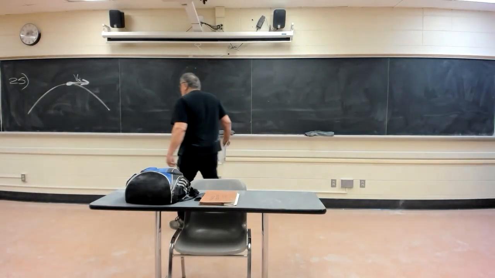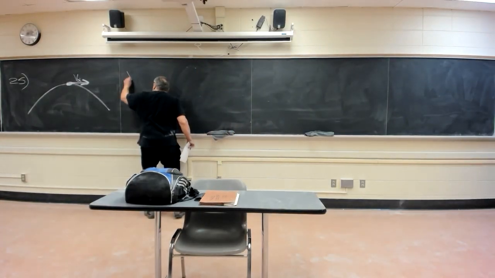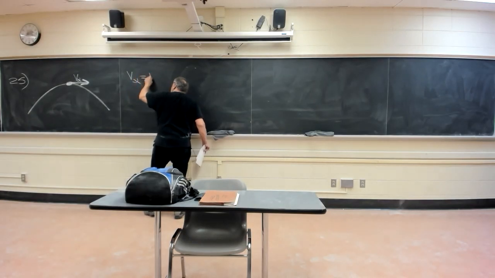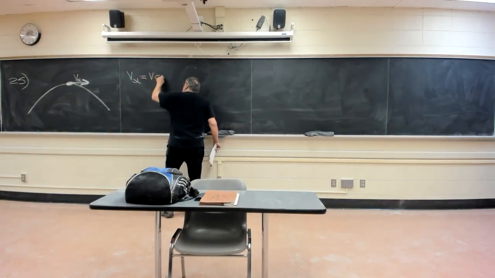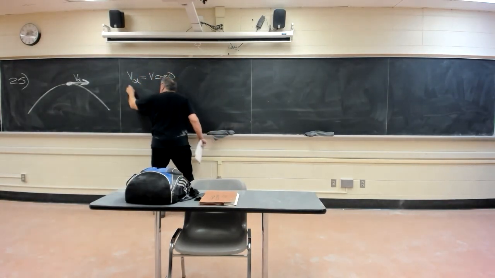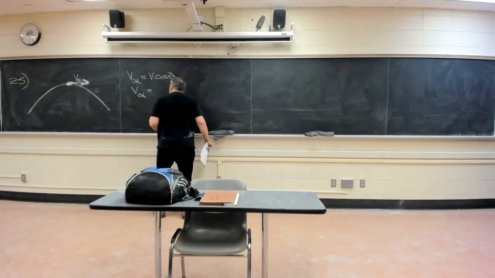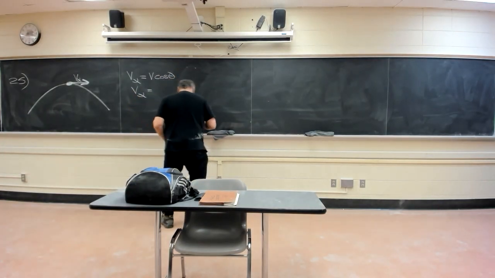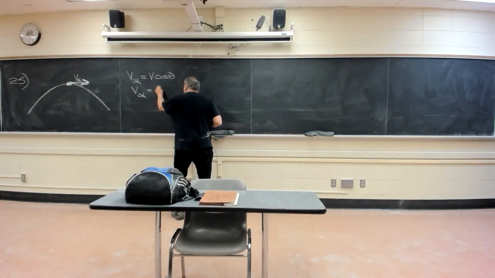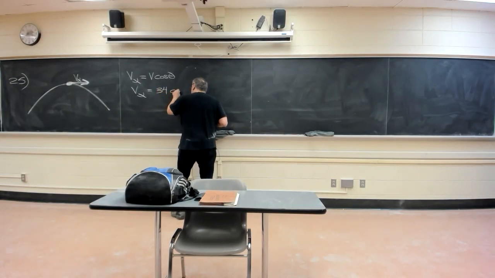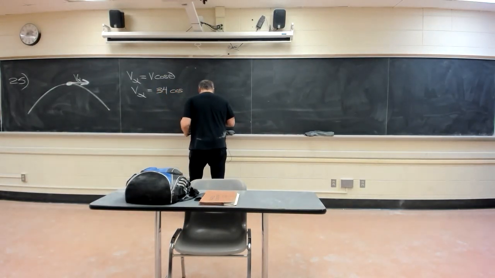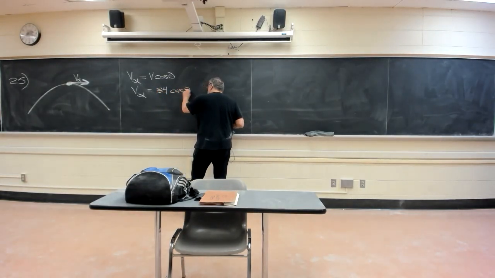So all you got to do is find out what Vx is. Well, wait a minute now. Isn't Vx V times the cosine of theta? We can say a lot of stuff here. I was throwing at 34, cosine 30 degrees.